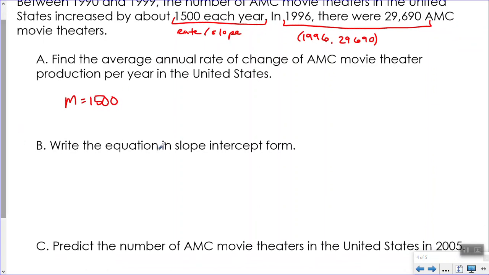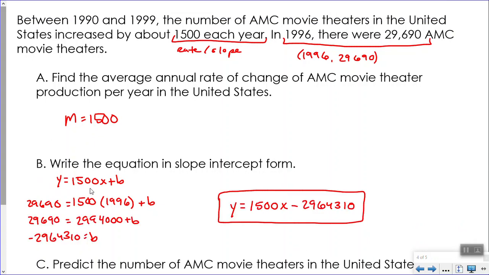Now we want to write the equation in slope-intercept form. So far we have y equals 1,500x plus b, and this is where we're going to take that ordered pair and substitute everything in. So again, our year is going to be our independent variable, so we have 1,500 times 1996 plus b, and on the other side of the equal sign we have our 29,690. Go ahead, pause the video, and see if you can solve for the y-intercept and finalize your equation.